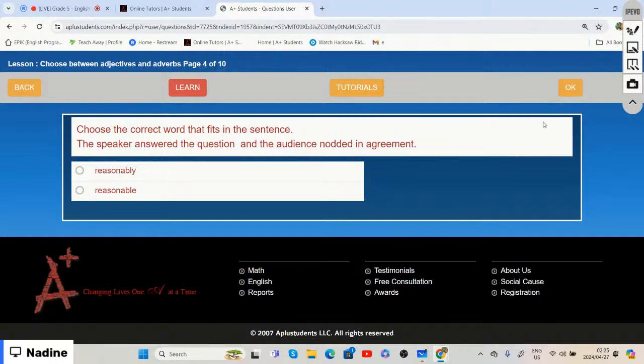The speaker answered the question reasonably, or do we say the speaker answered the question reasonable and the audience nodded in agreement? We need to choose one of the two. The speaker answered the question reasonably and the audience nodded in agreement, or do we say the speaker answered the question reasonable and the audience nodded in agreement?